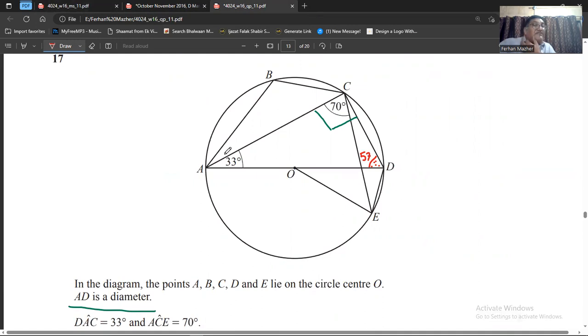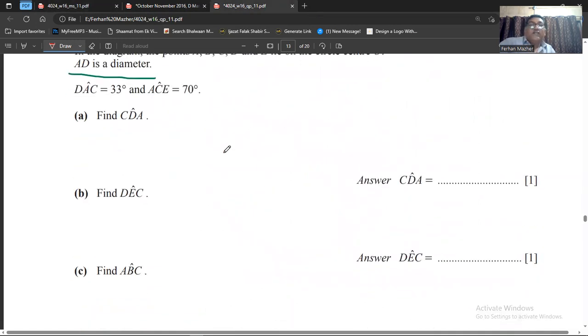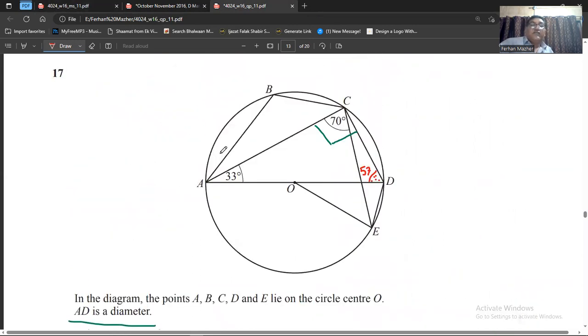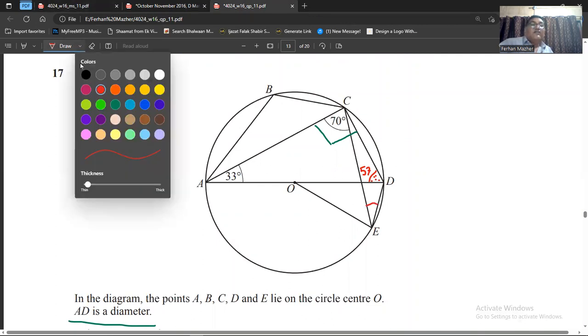So this angle is 57. I hope you understand how I've done this. Then the B part is find the DEC. They want me to find out the DEC. They want me to find out this angle. Okay, so this angle I'm going to find out.